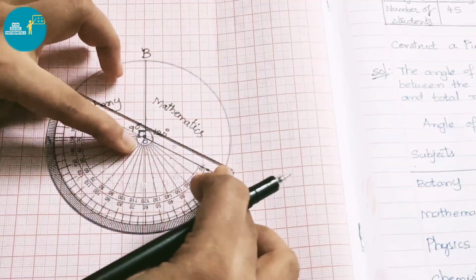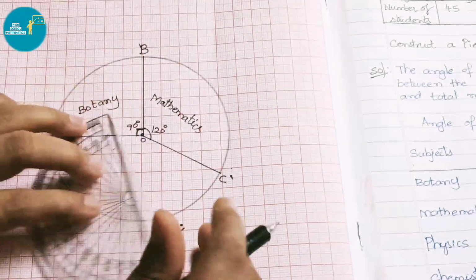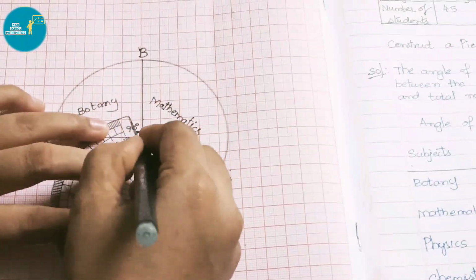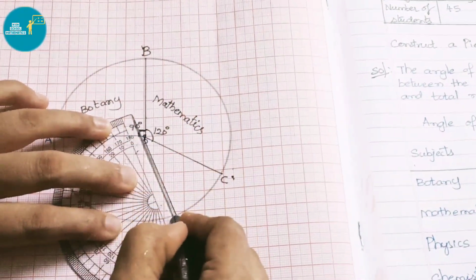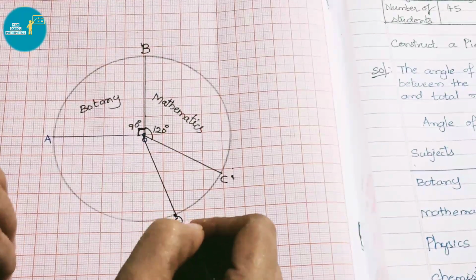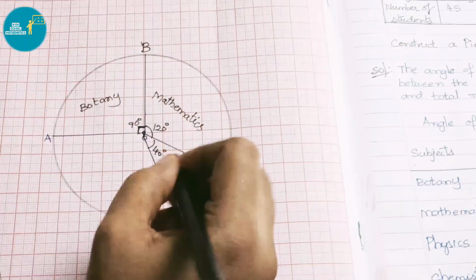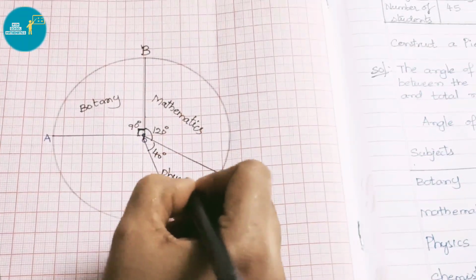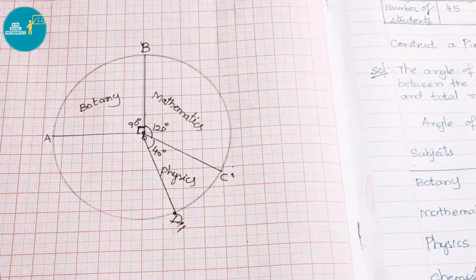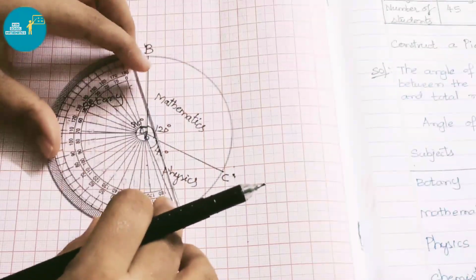Now take this left side scale. Near 40 degrees we shall put a mark. Now let us join them. And mark this point as D. This is now 40 degrees. That is physics. Now next one is chemistry. It is 60 degrees. Now with OD as base we shall draw 60 degrees.